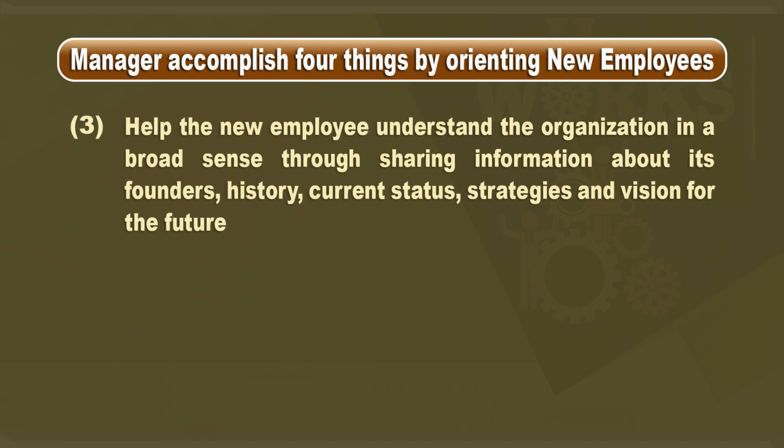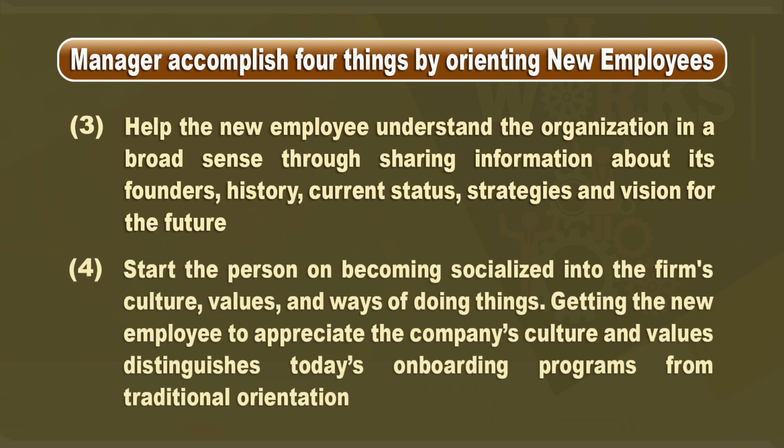Third is help the new employee understand the organization in a broad sense through sharing information about its founders, history, current status, strategies, and vision for the future. Fourth is start the person on becoming socialized into the firm's culture, values, and ways of doing things. Getting the new employee to appreciate the company's culture and values distinguishes today's onboarding programs from traditional orientation.